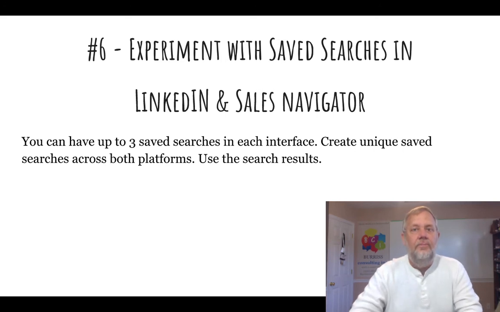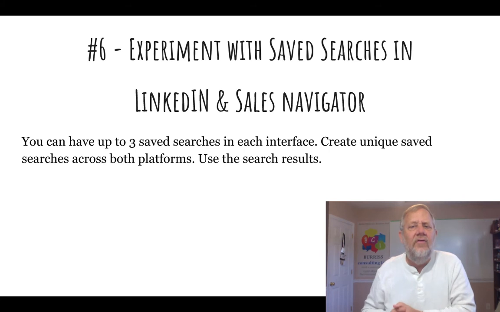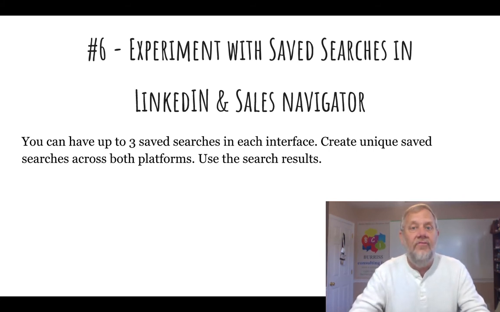Number 6, experiment with saved searches, both in LinkedIn and in Sales Navigator. You can have up to 3 in each. So understand how you should use them. By the way, unique saved searches in Sales Navigator and LinkedIn get you the greatest results.